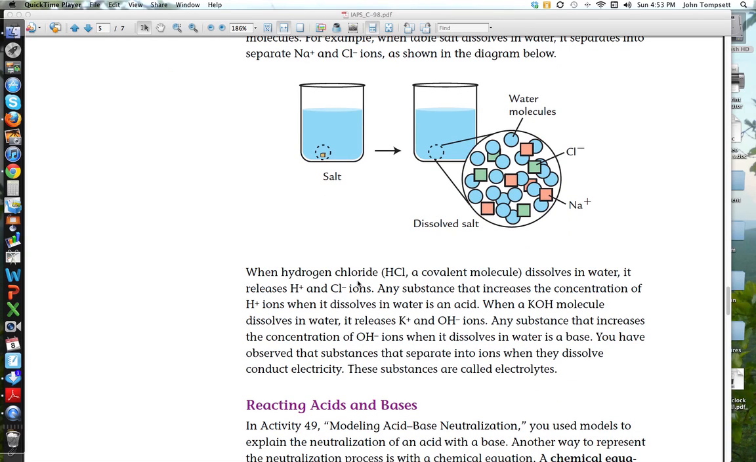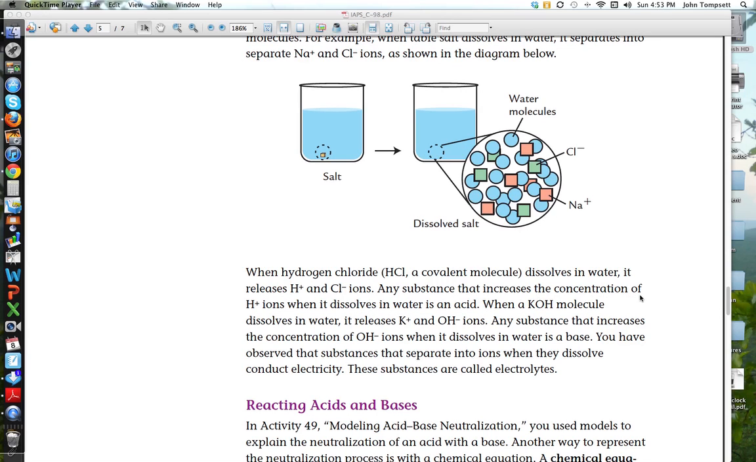When hydrogen chloride, HCl, a covalent molecule, dissolves in water, it releases positive hydrogen ions and negative chlorine ions. Sorry, I said that wrong. Positive hydrogen ions and negative chlorine ions. Any substance that increases the concentration of positive hydrogen ions when it dissolves in water is an acid.